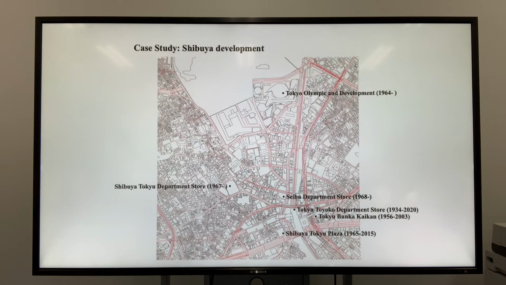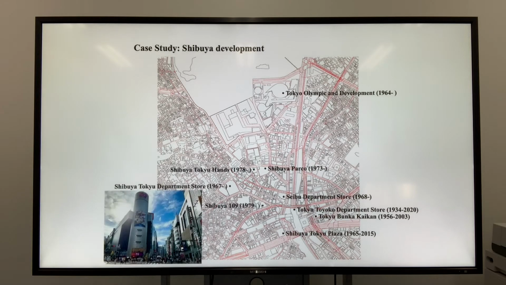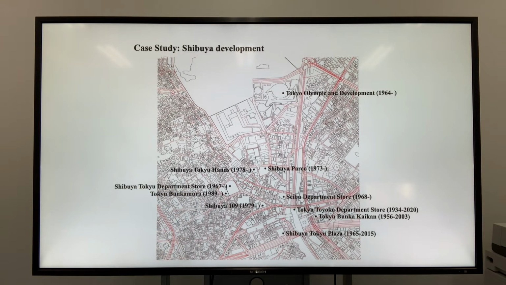In 1967, the Shibuya Tokyo department store opened, and another department store by the Seibu developer opened in 1968. Then in 1973, Shibuya Parco opened. In 1978, Shibuya Tokyu Hands opened. And in 1979, Shibuya 109 opened. In 1989, Tokyo Bunkamura was opened. This Bunkamura is a theater.